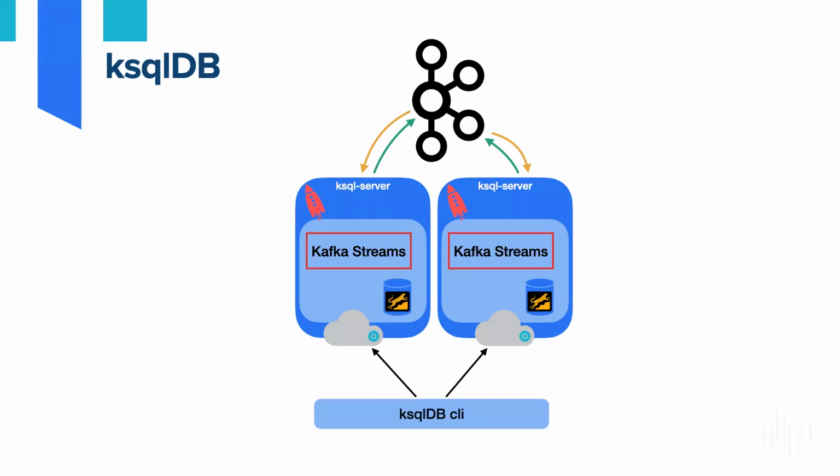KSQL, like I said, is a Java application built on Kafka Streams. And you can deploy it over multiple instances, just like you can do your consumers, your producers, and your Streams app. It uses Kafka for communication and durability of the messages that are involved. And it provides a nice command line interface so you can write your SQL.